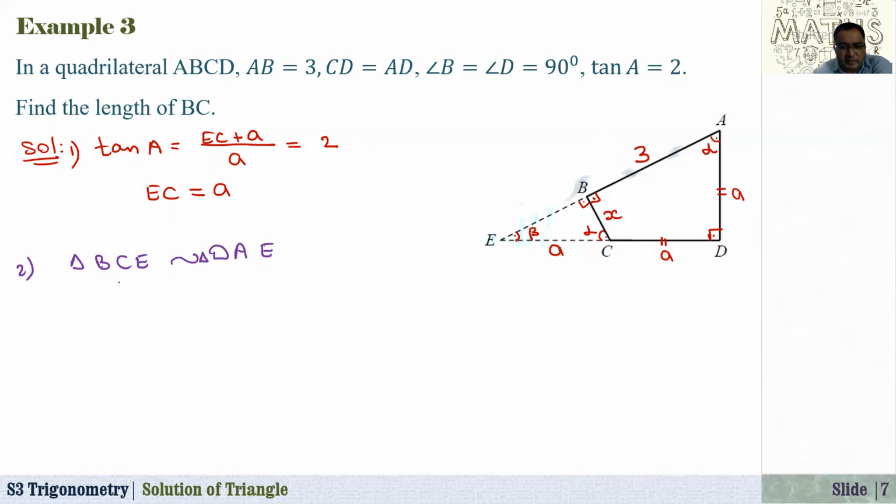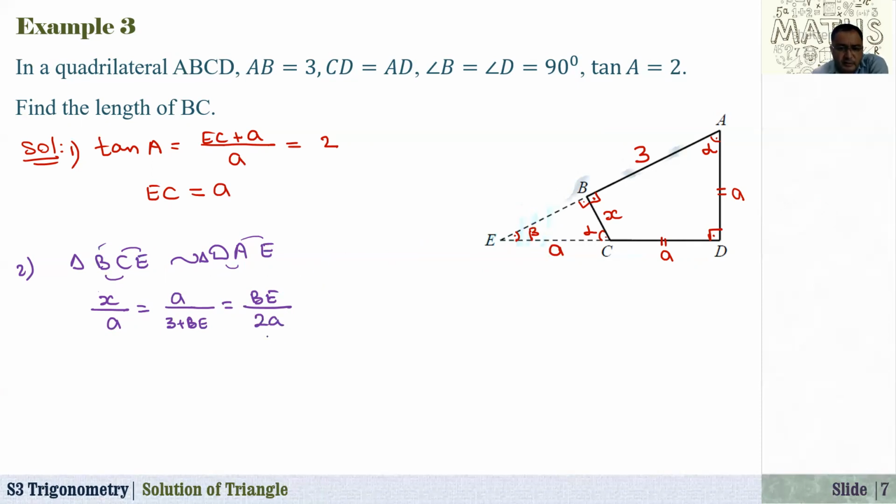Which means that we can write the ratio BC over DA. BC is equal to X, over DA, which is A, equals CE over AE. What is CE? CE is equal to A. AE is equal to 3 plus BE. And what is BE? BE over DE, and DE is equal to 2A.